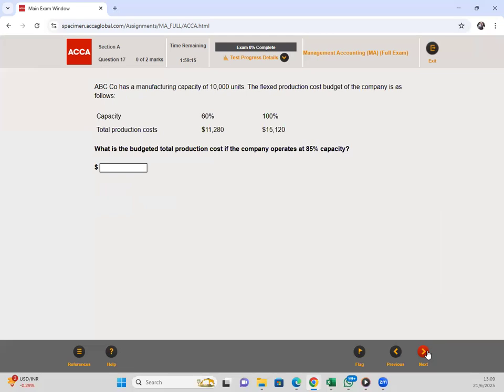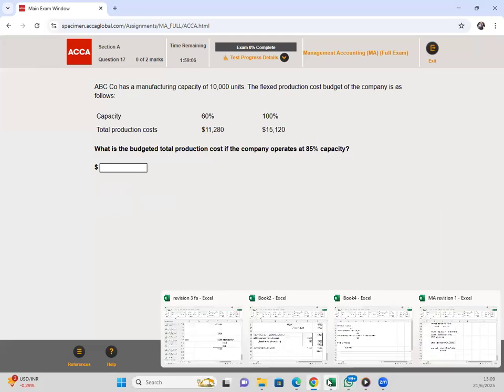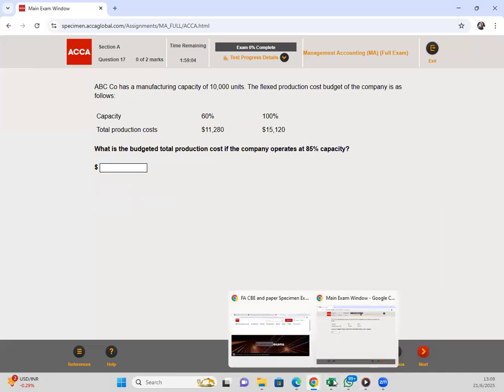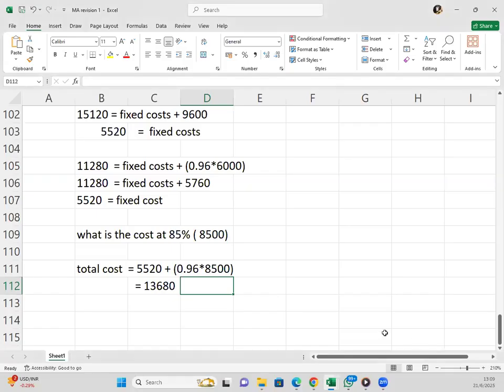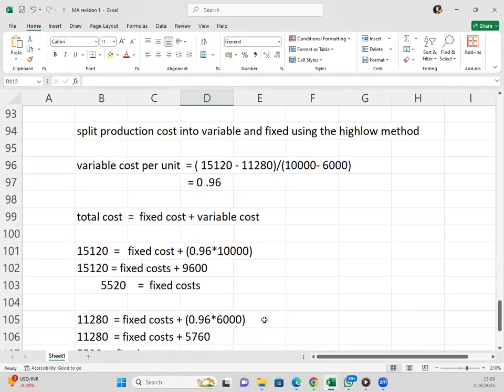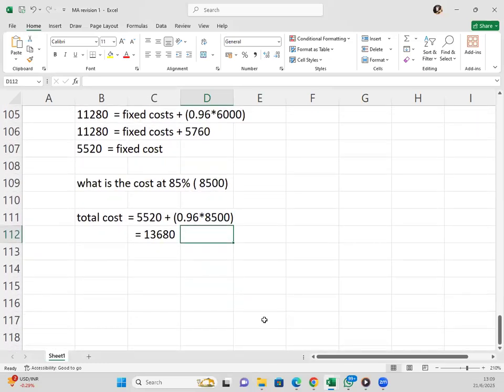I think it was this one. Can you confirm this is the last question we did? I think if we can go to our Excel, it can help us with the confirmation. So the last calculation we did was for the high-low method. So that is the last question that we did.